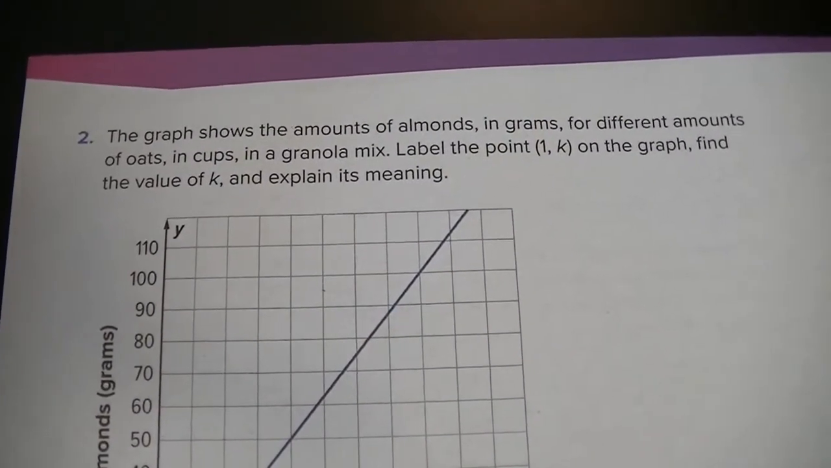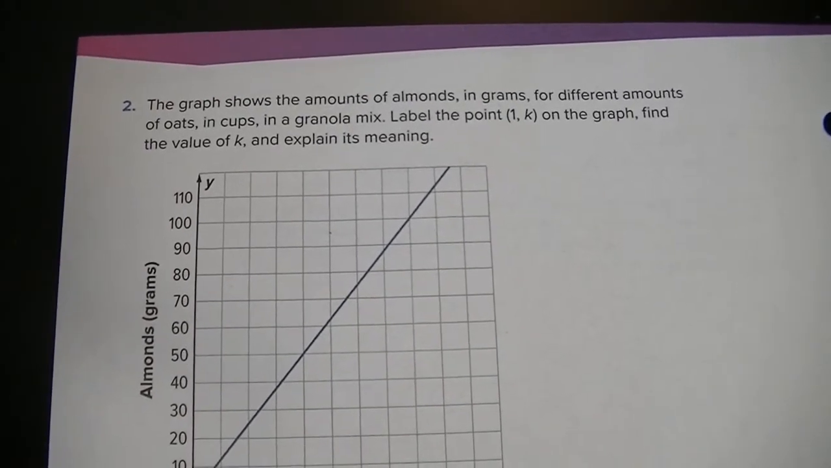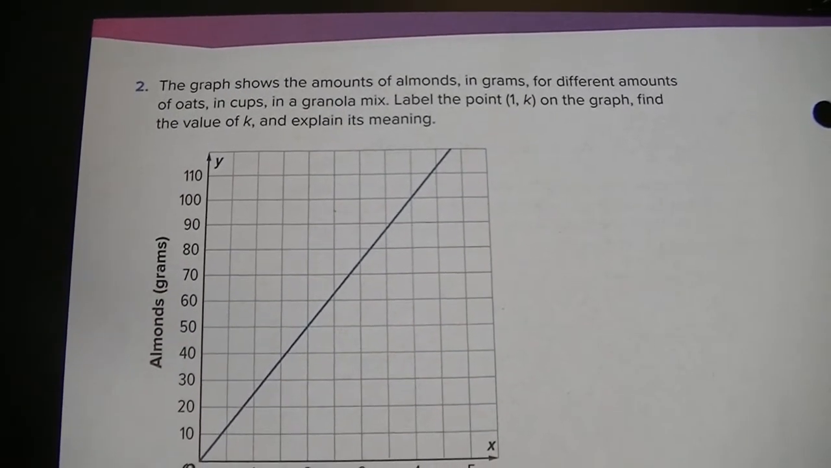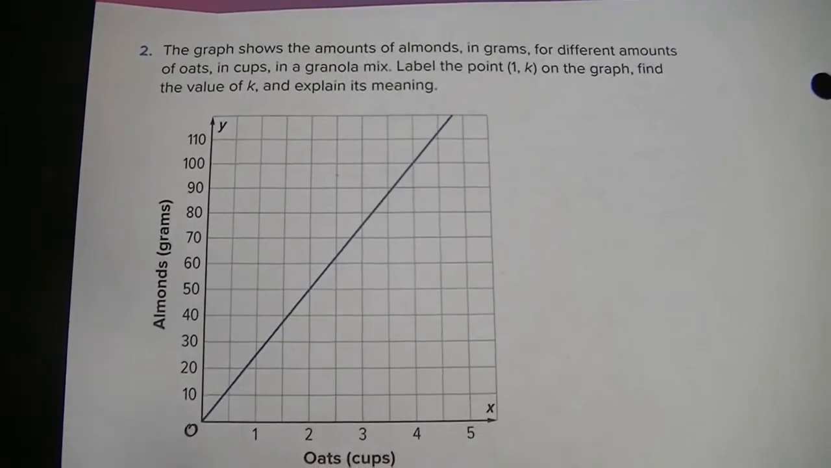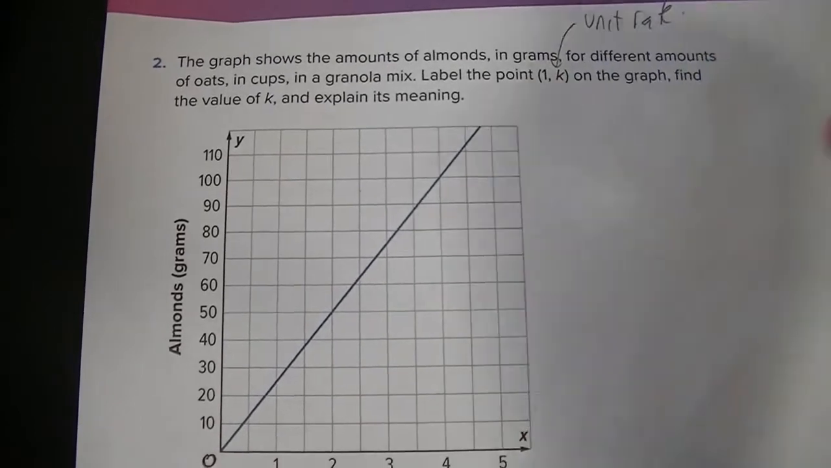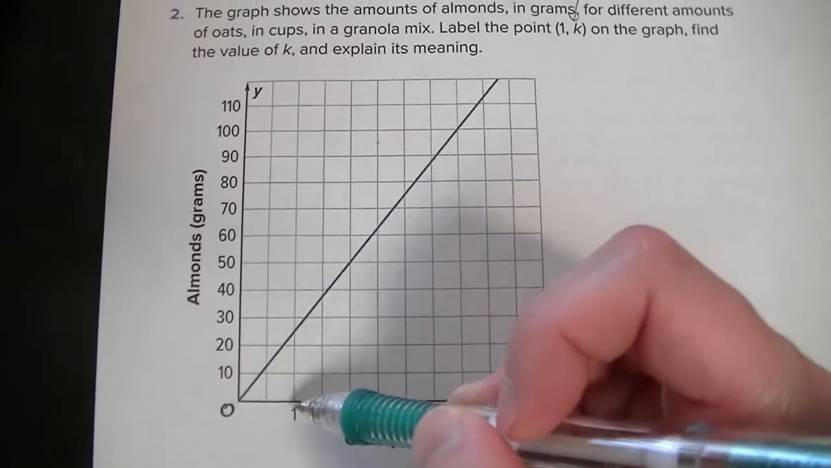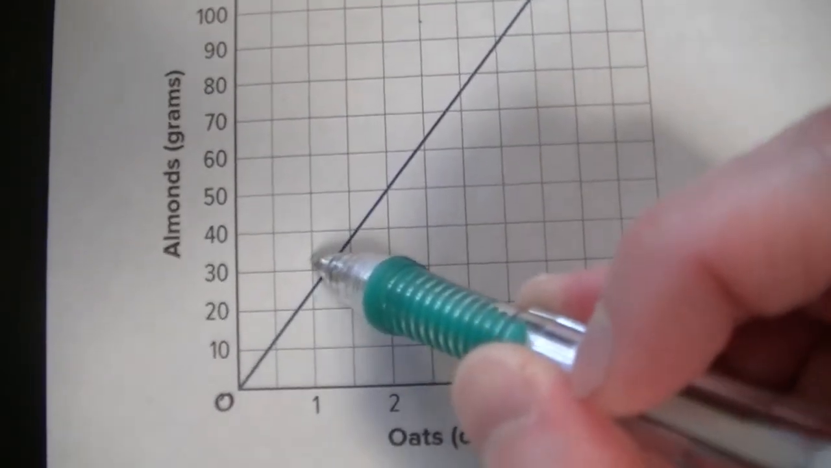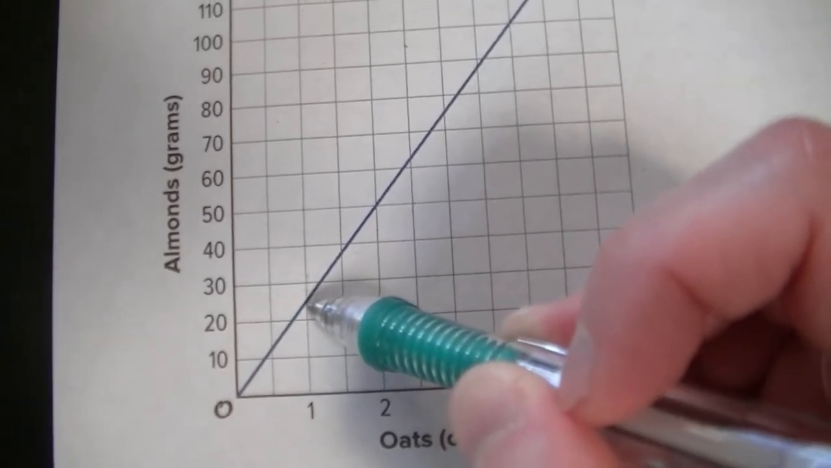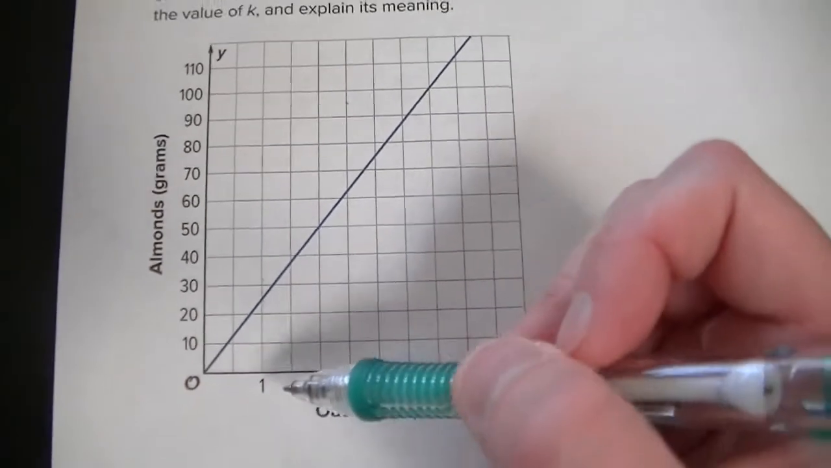Number 2 says, the graph shows the amounts of almonds in grams for different amounts of oats in cups in a granola mix. Label the point 1, K on the graph. Find the value of K and explain its meaning. Remember, K means unit rate. So we got to go ahead and label the point 1, K. So let me see, 1, K. All right, it's not at a perfect little intersection with the coordinate grid, so I would just be guessing. I'd be like, oh, it's like 1, maybe 25 or something. That's my guess.